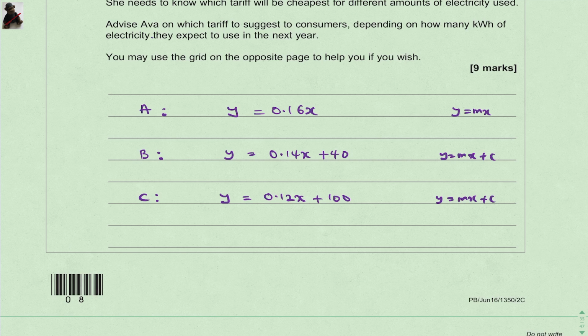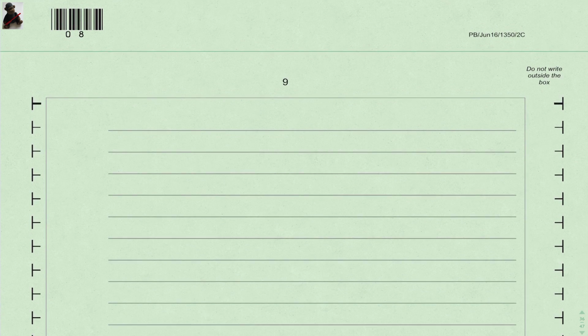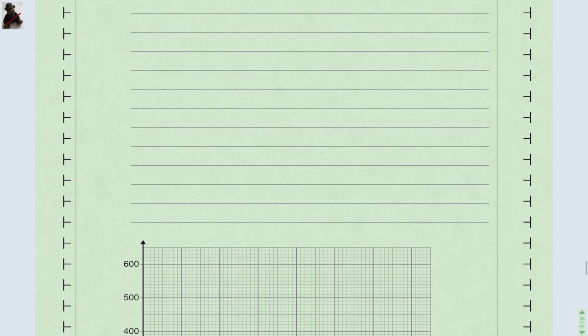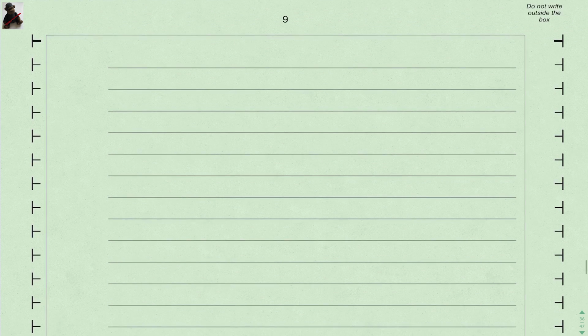So there are two ways we can solve this. We can find the intercept between A and B and the intercept between B and C, or even the intercept between A and C. I've decided to use the graph to solve this because we have this graph paper, so I don't want to waste it. We could solve it by simultaneous equations, or by using these graphs. So let's use the graph.